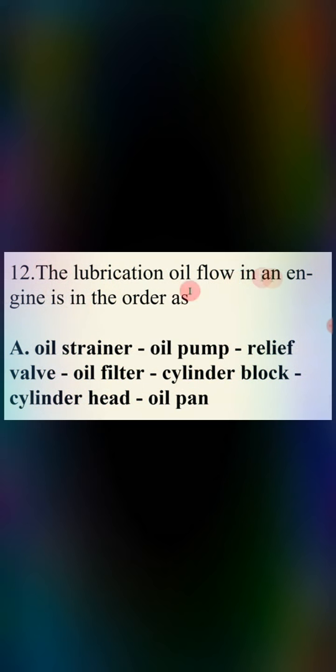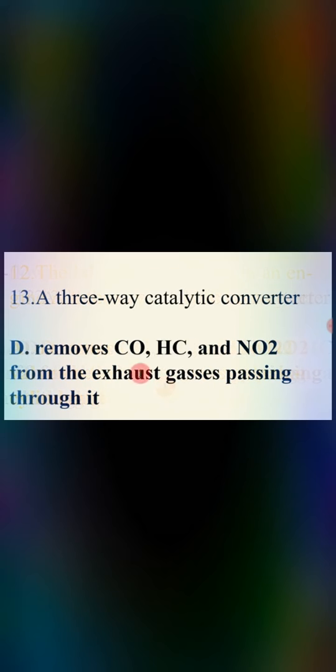The lubrication oil flow in an engine is in the order as: first of all, the lubrication oil goes into oil strainer, then oil pump, then relief valve, then oil filter, then cylinder block, then cylinder head, and last oil pan. So this is the oil flow in an engine: oil strainer, oil pump, relief valve, oil filter, cylinder block, cylinder head, and then oil pan.